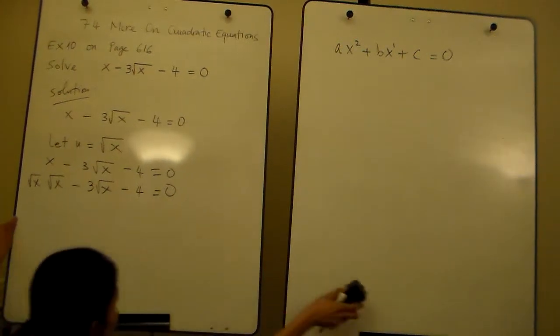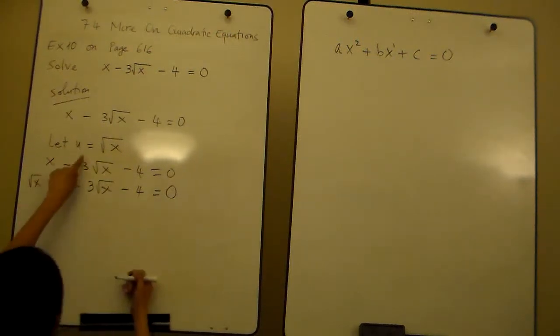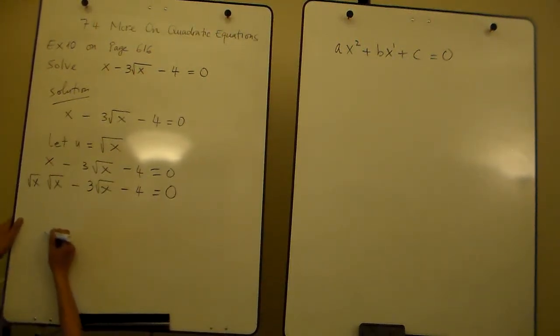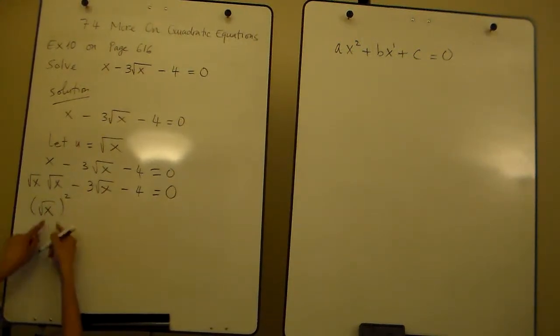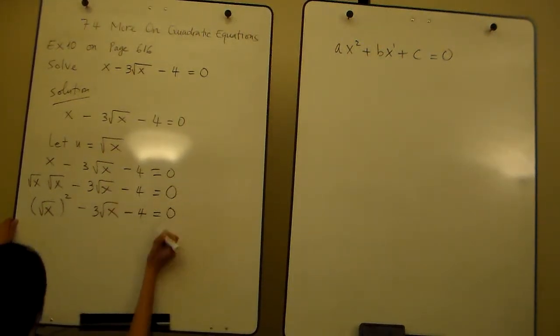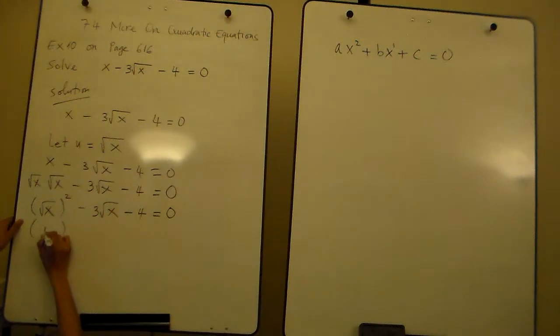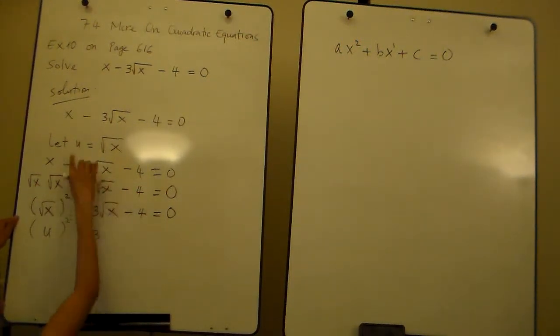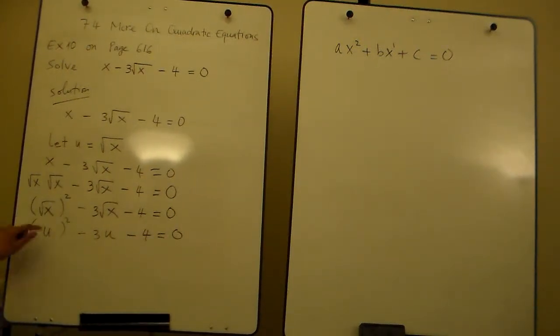So I'm rewriting the given equation in the form of square root of x, because I let u equal square root of x. Alright, so this square root of x times square root of x is square root of x squared, minus 3 square root of x, minus 4 equals 0. Now u is equal to radical x, right? So replace u for this radical x squared, and for this radical x, you get u squared minus 3u minus 4 equals 0. u squared is just u squared, okay? You can simplify this to u squared.